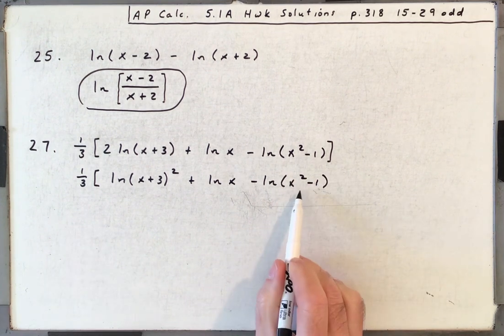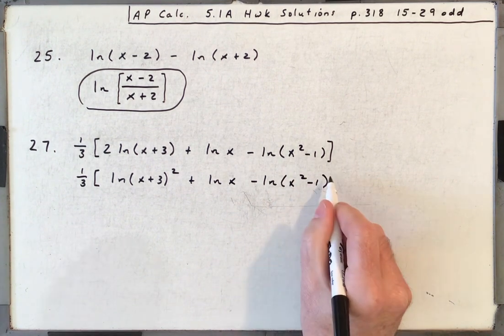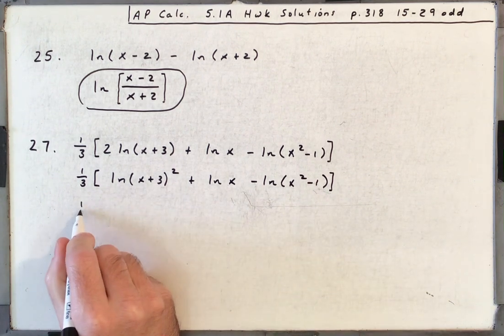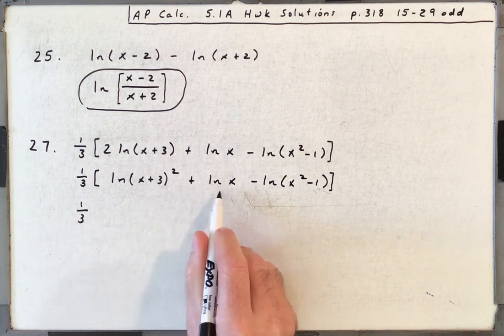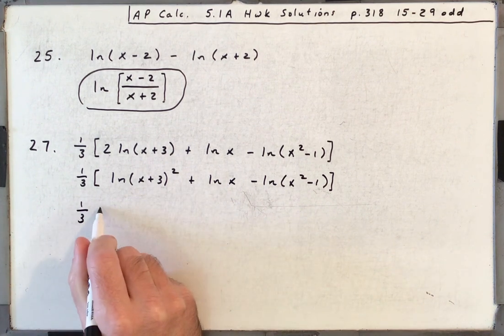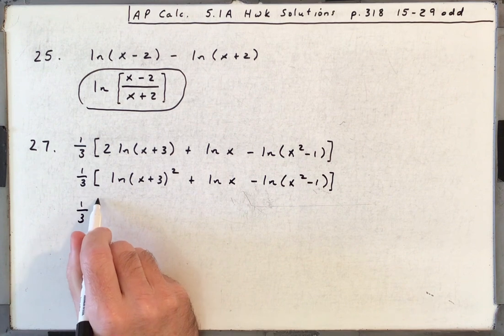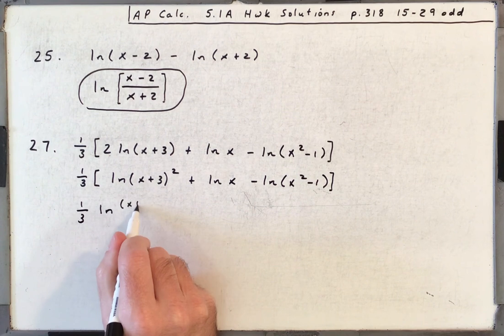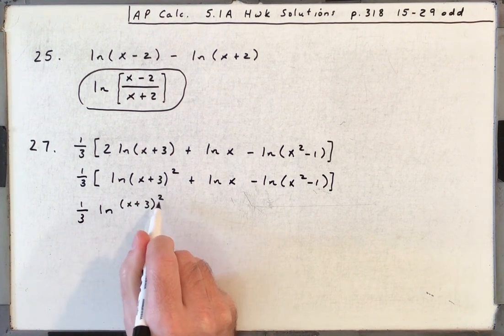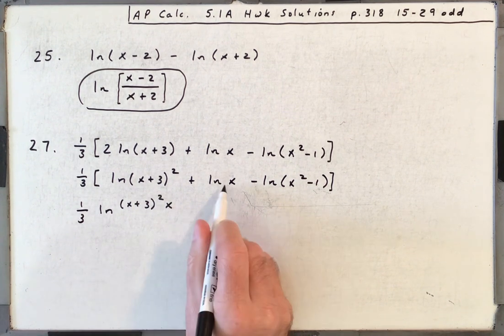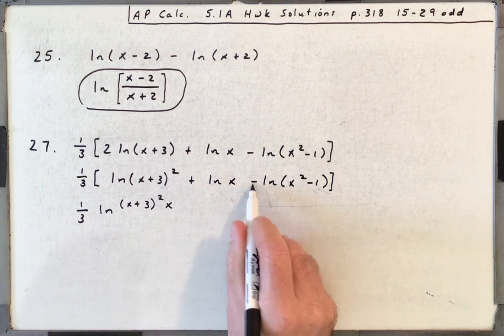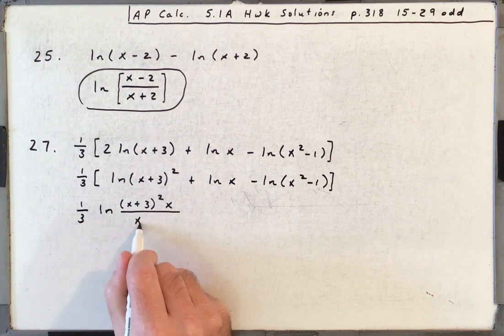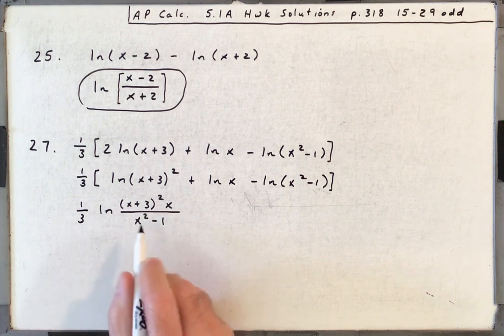Now you could put that as x plus 1, x minus 1. I'm not going to do that. Just leave it like that. So now I'm going to make this all into one natural log. So I've got a plus, so this would be the natural log, 1/3 times the natural log of x plus 3 all squared times x, right, because it's plus, so it's a product, and then we have subtraction, so over x squared minus 1.